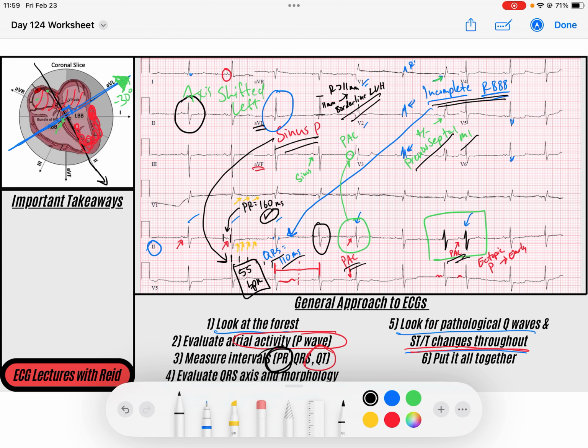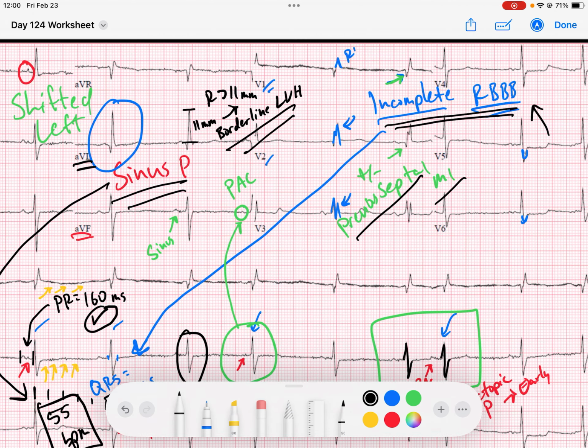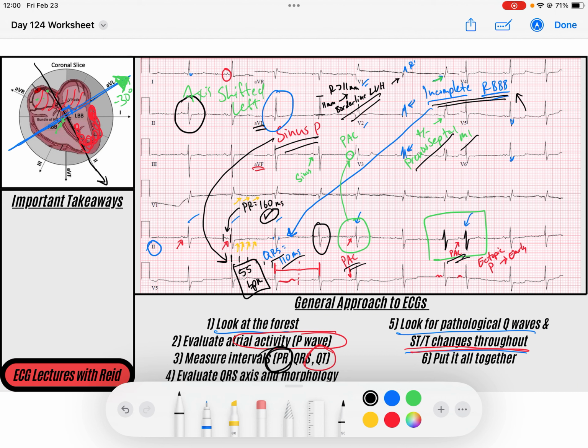So I hope this helps you kind of work through these strips, right? Correlating things anatomically and physiologically. The incomplete right bundle branch block, well, why? Well, maybe it's a septal MI that we're seeing. Why is the axis shifted left? Maybe it's because we've got borderline LVH. So kind of work through in your mind, why would this be caused anatomically, and you will be less likely to miss these things. So hope this helps.